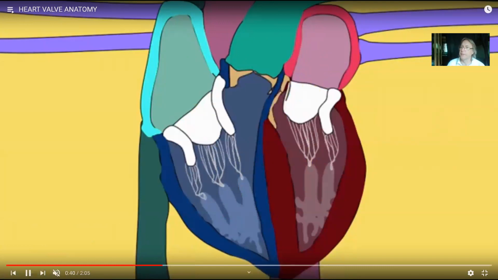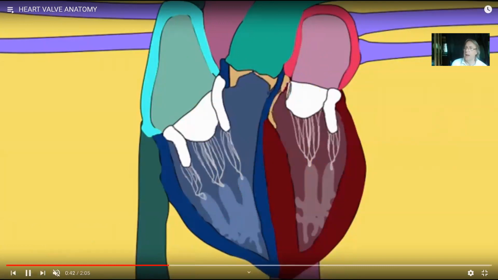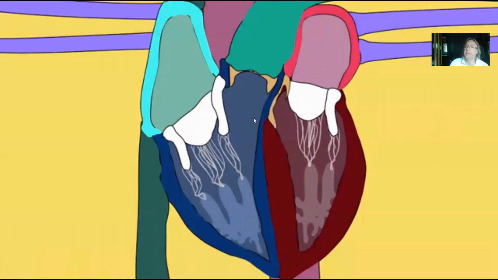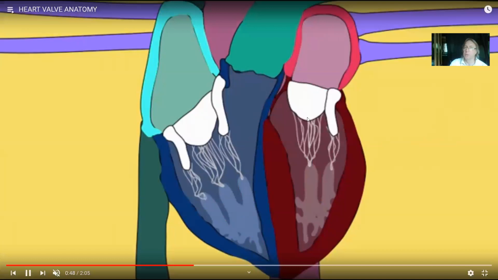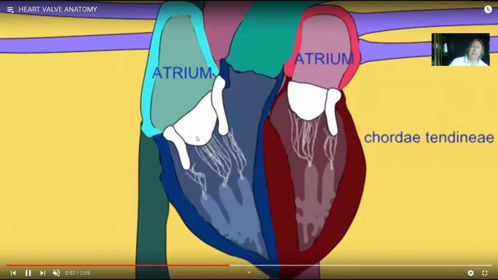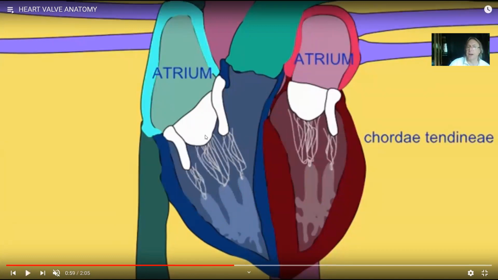So we have 4 valves in the heart, and their job is to stop blood from going the wrong way. 2 of the valves separate an atrium from a ventricle. So here's the right atrium, the right ventricle, the left atrium, the left ventricle. 2 valves separate atria from ventricles. These are known as atrioventricular valves, or AV valves.